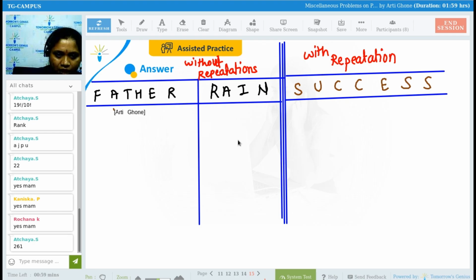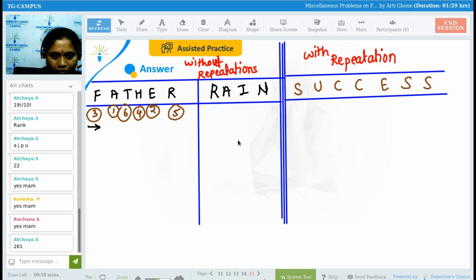First, name the letters: A, B, C, D, E, F, G, H, I, J, K, L, M, N, O, P, Q, R, S, T. So this one is fifth and this one is sixth. Clear? Okay. Now, just for your understanding, I am mentioning the direction. From this end we are taking what we are taking.